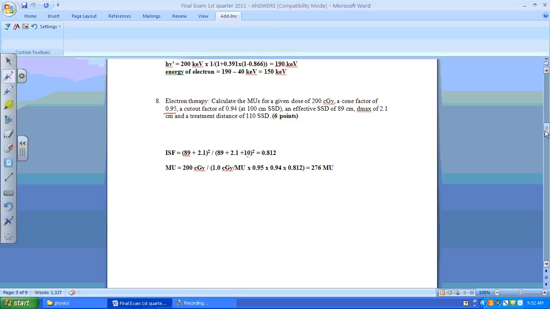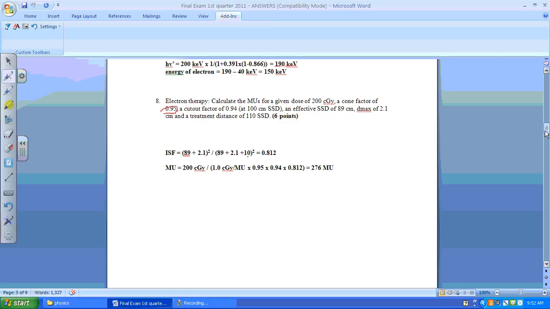What's the cone factor defined as again? The comparison of your size cone to the reference. Correct. Your treatment cone, and to what's a typical reference cone size? 15 by 15. In this case, I don't tell you what your treatment cone is, but I tell you that your cone factor is 0.95. So you know that your treatment cone is not going to be 15 by 15, because it would be 1. So this could be a 10 by 10 or 6 by 6 or whatever.